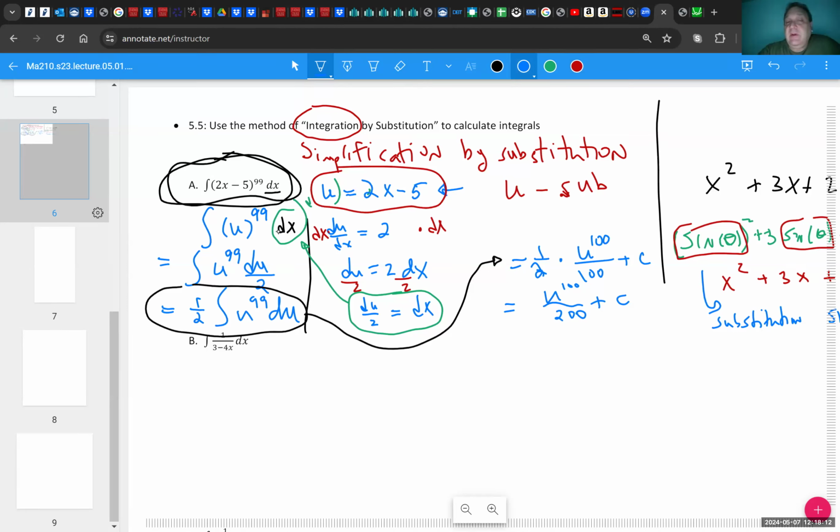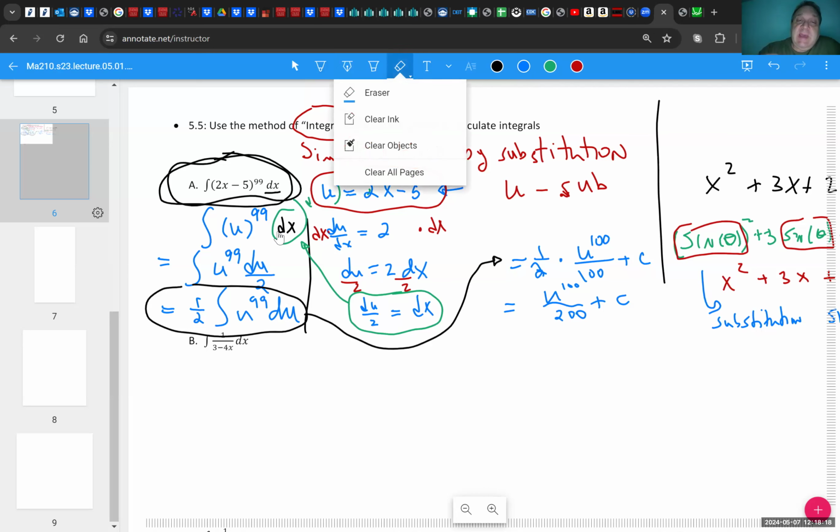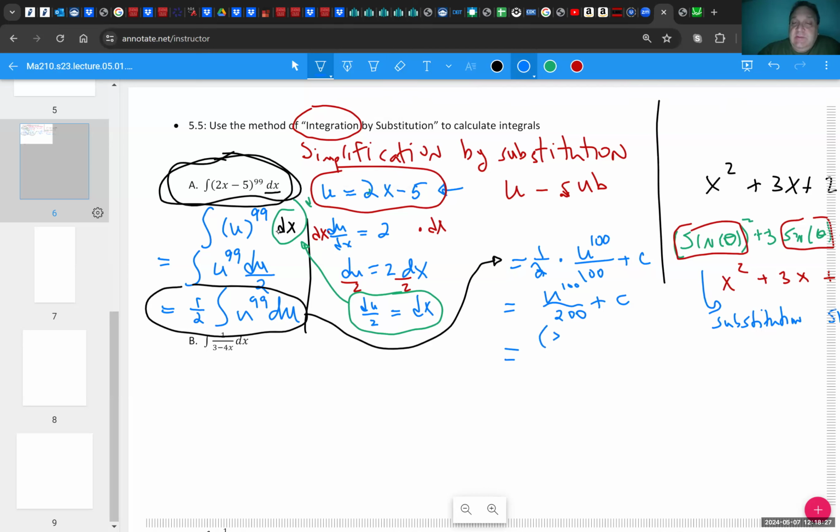That was our original u substitution. And so we know what u is. We know that u was our choice, and we made it equal to that inside function, that 2x minus 5. And so we can finally write our answer. Instead of u to the 100, we write 2x minus 5 to the 100, because that's what u stands for, divided by 200 plus c, of course.